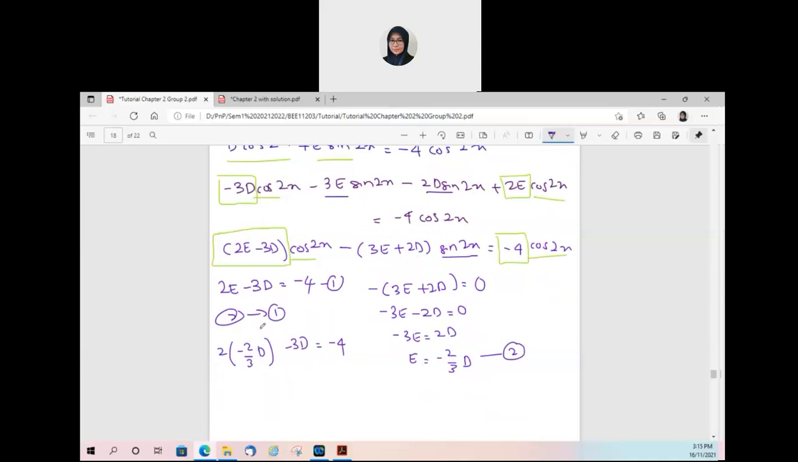This one is E. Doktor, nak tanya, yang negatif 3E tu kalau bawa sana, bawa negatif sekali tu kalau pindah jadi positif lah. Yang mana? 3E tolak sama dengan 2D, equation nombor 2 tu. Kan negatif 3 ni bawa ke sini, dia akan jadi positif kan? Negatif ni bawa ke sini, dia negatif juga. So, kita bawa negatif sekali. Oh, okay.